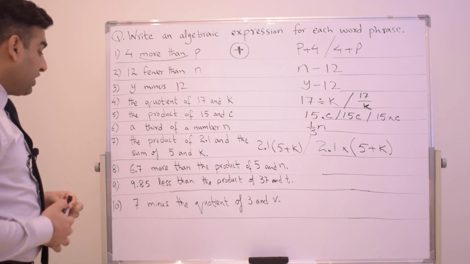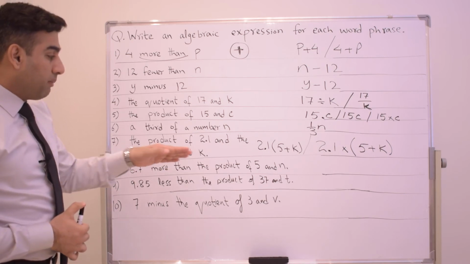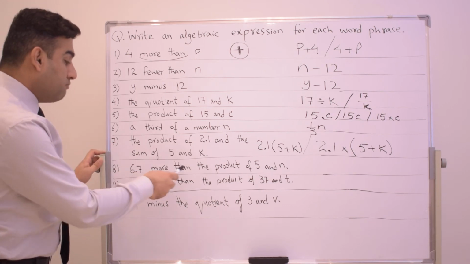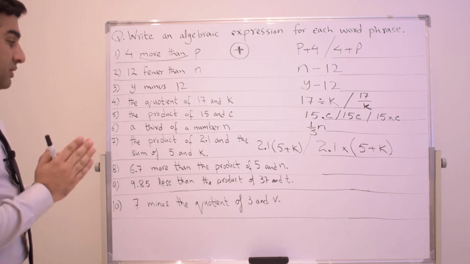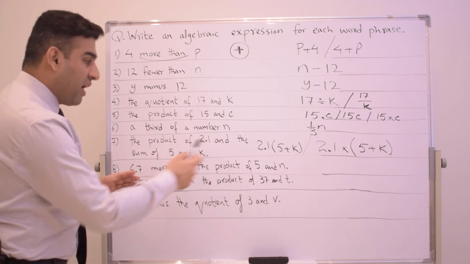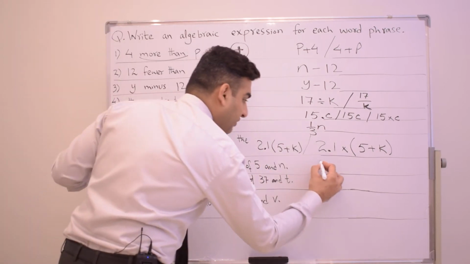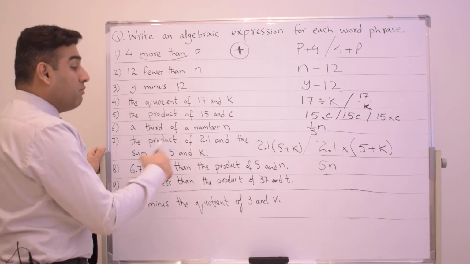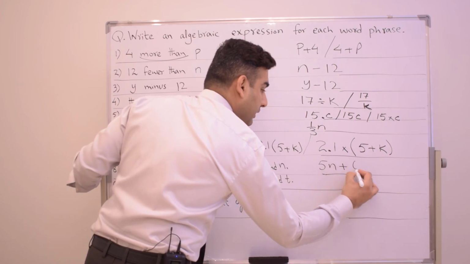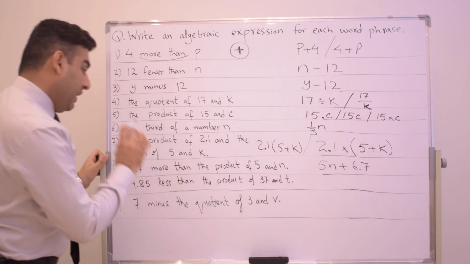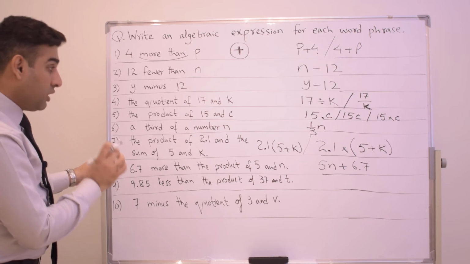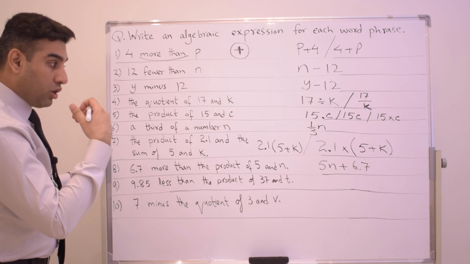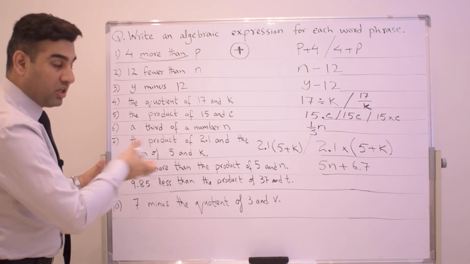Now part 8, 6.7 more than the product of 5 and n. So guys, I told you earlier that whenever more than comes, it means plus. The product of 5 and n means 5n. 6.7 more than means plus 6.7. So guys, in word phrases, we must know how to read them and how to go according to the pattern mentioned in the word phrase.